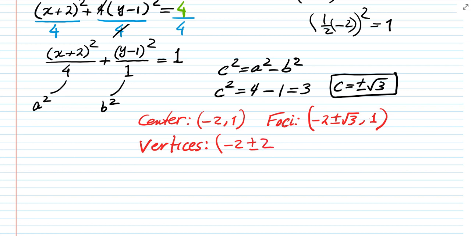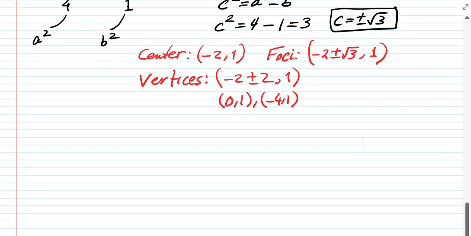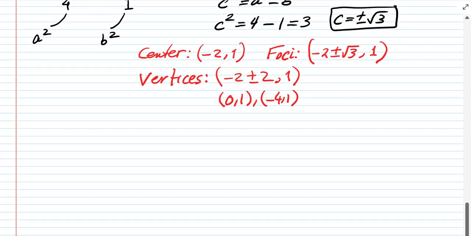Right? Those are the vertices, and they have the same height, 1, because those are collinear points. Negative 2 plus or minus 2. So the one vertex is going to be negative 2 plus 2, which is 0, 1. The other vertex is going to be negative 4, 1. And let's graph this ellipse now. And it's going to be a horizontal ellipse. So let me create my oval.